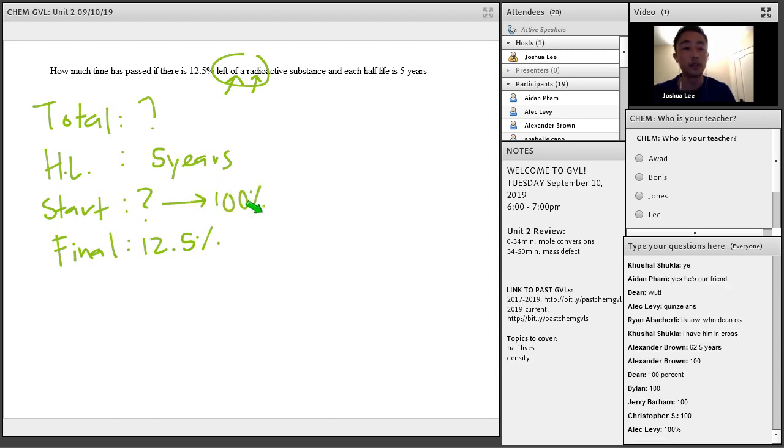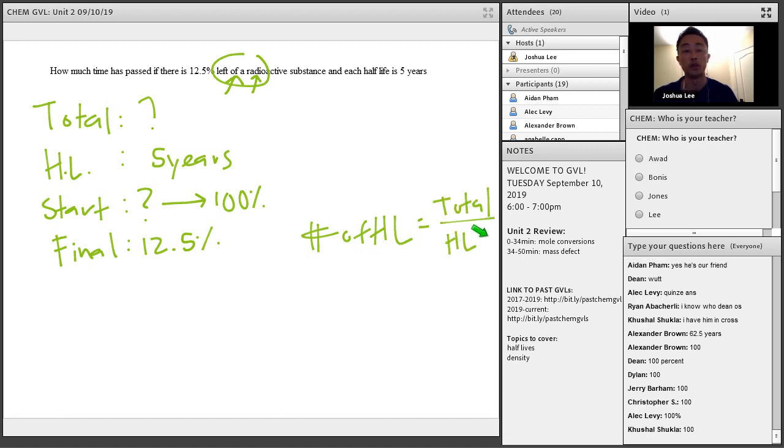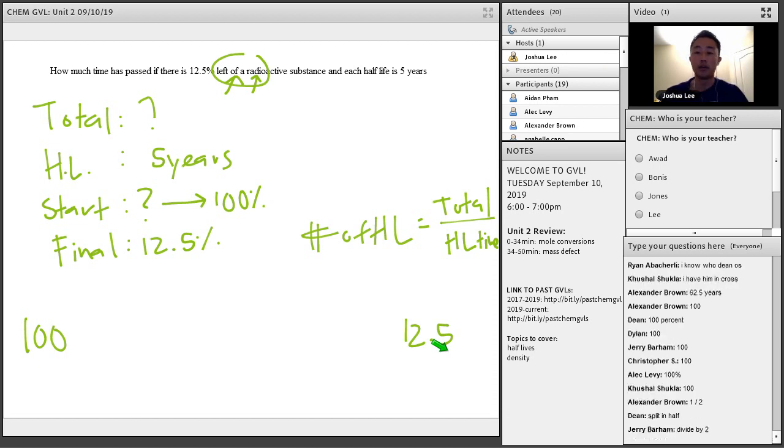Then at this point, you still want to figure out the number of half-lives, but you can't do the total time divided by half-life time, because you don't know 2 of those things. So what you do now is, all right, I have 100, and I eventually need to get to 12.5%. And what is the only thing we do in half-lives? The only math, pretty much, that we do. Yeah, we just split it in half, we divide by 2.